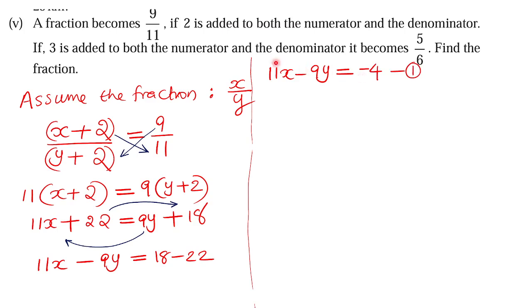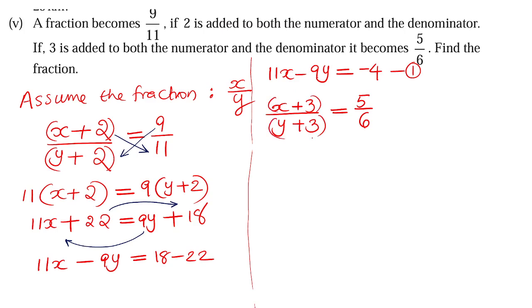Now what is the next? The second one is, if 3 is added to both numerator and denominator, our fraction is x by y. If 3 is added to both numerator and denominator, the fraction becomes 5 by 6. It's simple, right? You understood the statement.